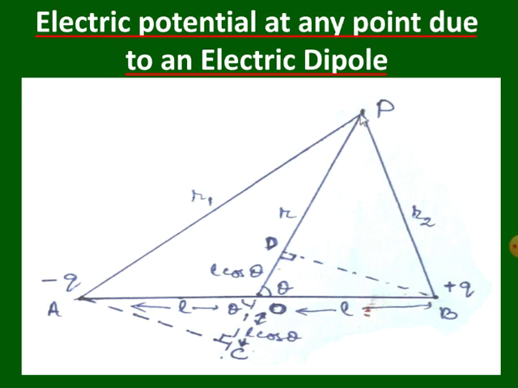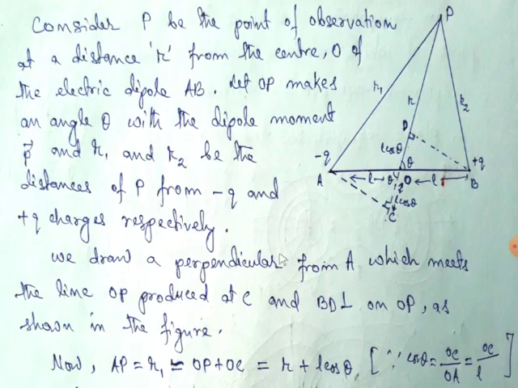So your distance BP will be equal to OP minus OD. So we have to express this OD. OP is R, no doubt. R minus L cosine of theta will be coming up in the derivation. That's what I am telling you ahead of the derivation. So let's see the derivation for the establishment of electric potential at any point due to an electric dipole. You can pause this video and note down the derivation, okay?